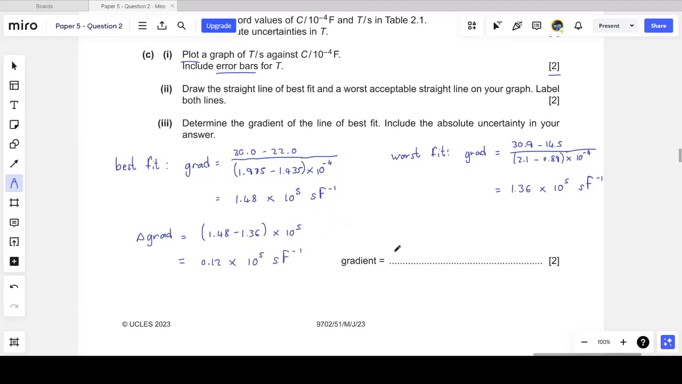It's not a massive difference. Well, it doesn't seem like a massive difference now. So my gradient is the best fit gradient, it's 1.48, plus or minus this difference, 0.12. Don't forget, multiplied by 10 to the power 5. And the units, although optional here, I would just suggest it, just for convenience sake for following questions. So that's how you find your gradient of the best fit line, and then the uncertainty. You find the gradient of the worst acceptable line, subtract the two, and there's your absolute uncertainty in the gradient.